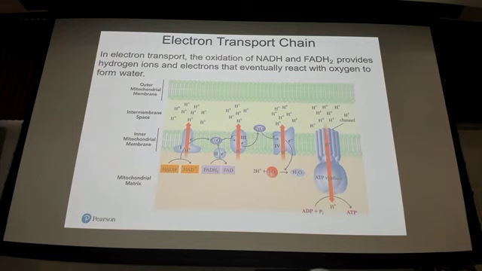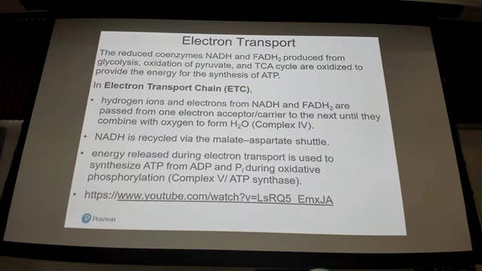There are 5 complexes in the electron transport chain: 1, 2, 3, 4, 5. The 5th one is ATP synthase. That is where and how ATP is synthesized in this pathway. Let's go over the pathway in detail by each of the different complexes.